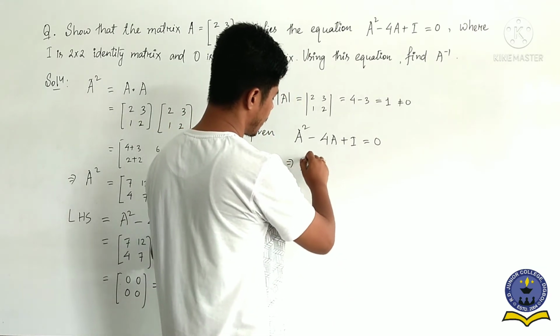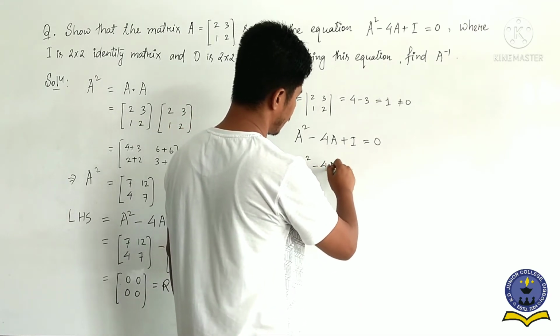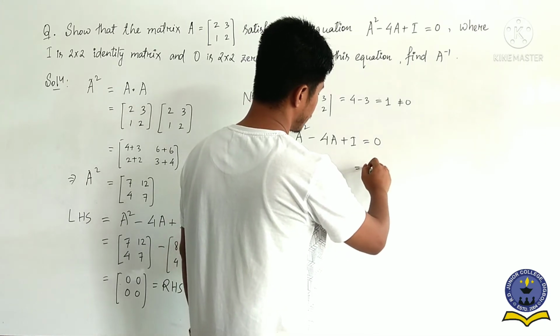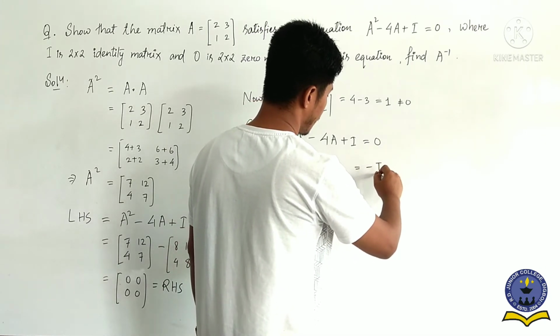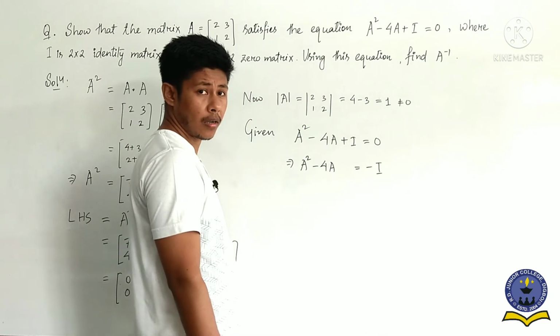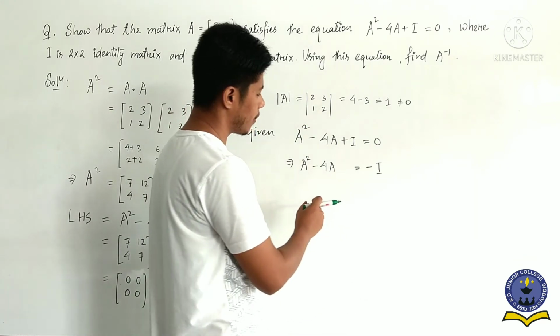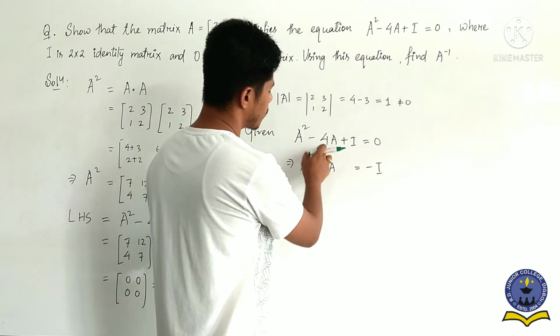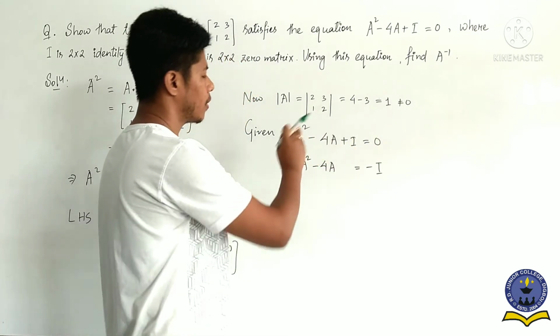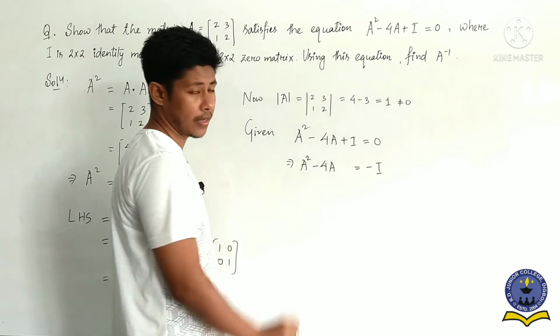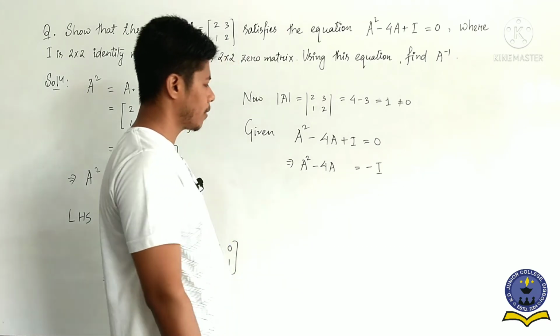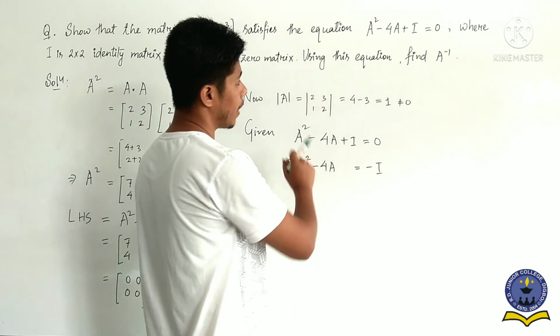We get A square minus 4A equals minus I. Clear? In this way you can write the identity matrix, or you can shift this A square minus 4A also, then just I you keep on the left hand side. Okay, now after that you see, we need A inverse.